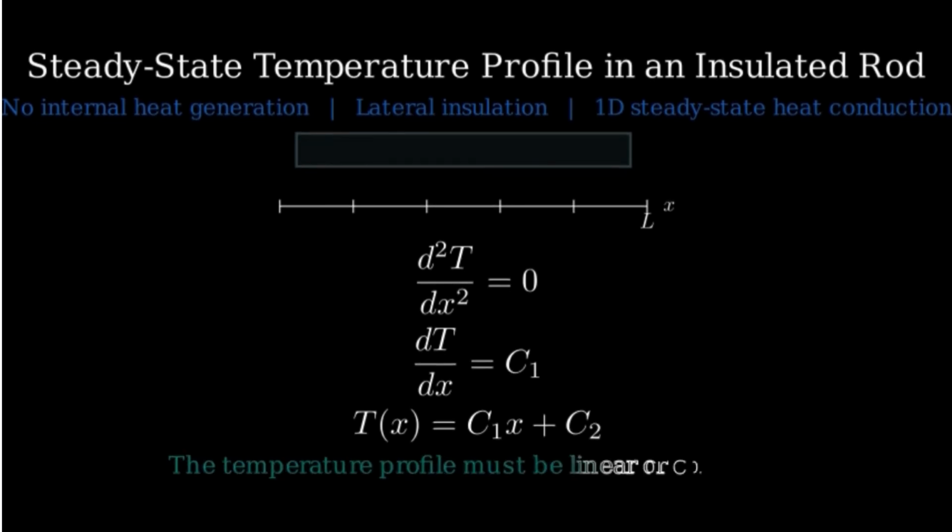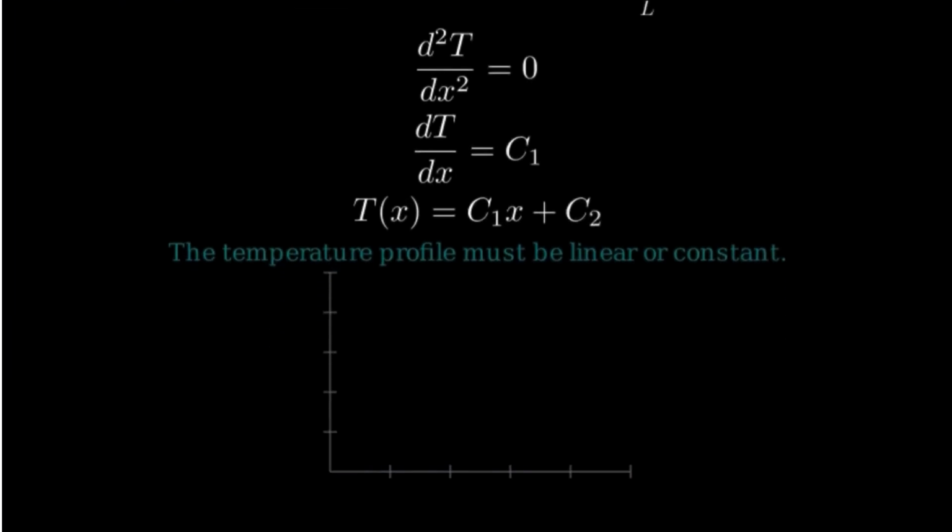Physically, this makes sense. Because the rod is laterally insulated, heat can only move along the length. And since there is no internal heat generation, there is nothing inside the rod to curve or bend the temperature profile. So, the temperature distribution must be a straight line, either increasing, decreasing, or remaining constant, depending on the boundary conditions at each end. Let's look at the options.